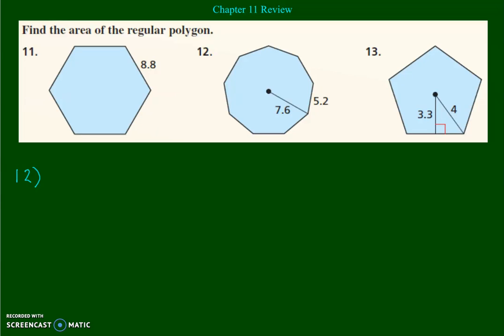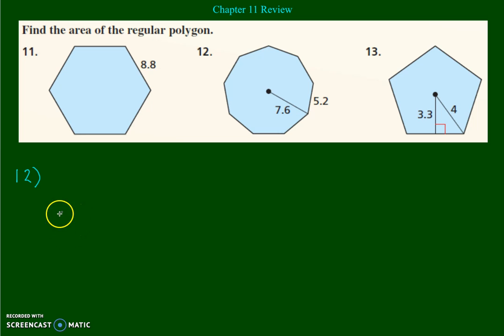This is a continuation of the Chapter 11 review with Problem 12. In Problem 12, we're again finding the area of a regular polygon. In this case, we have a regular nonagon because there's 9 sides. And they give us some different information than they gave us in the first piece. So let's get started and try to take a look at what we've got here.